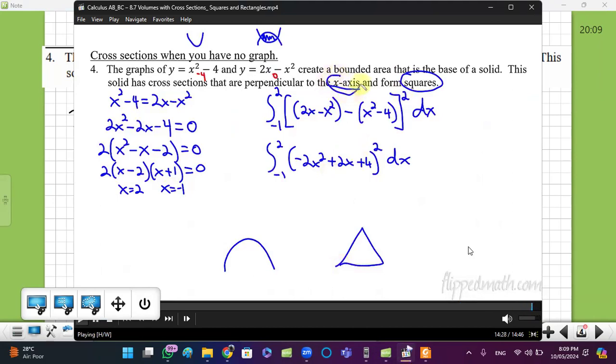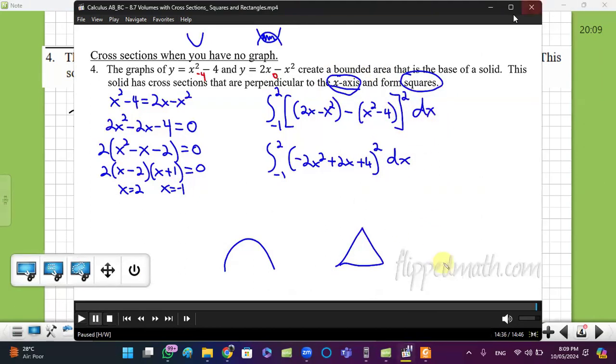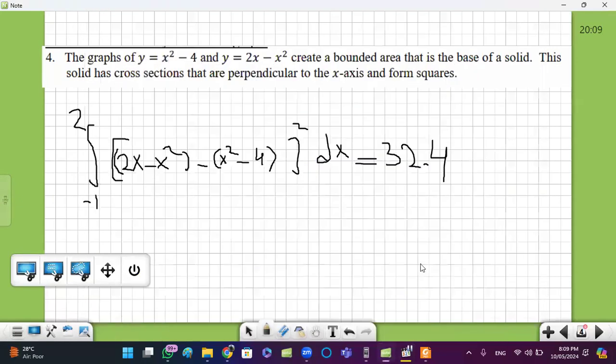With respect to the x-axis, and they are squares. So this is a really important lesson to get down. Doesn't mean you're going to see that on the exam. It's just the one I've seen the most often. Okay, Shabab, you got it? Yes.